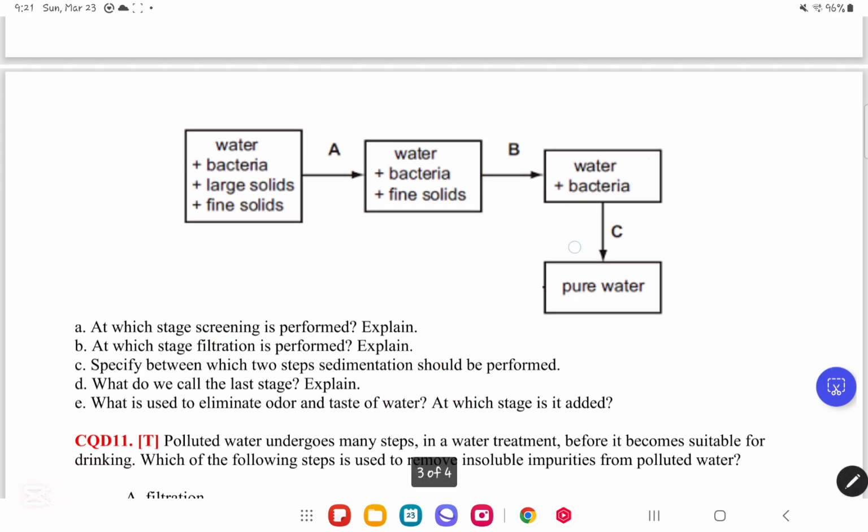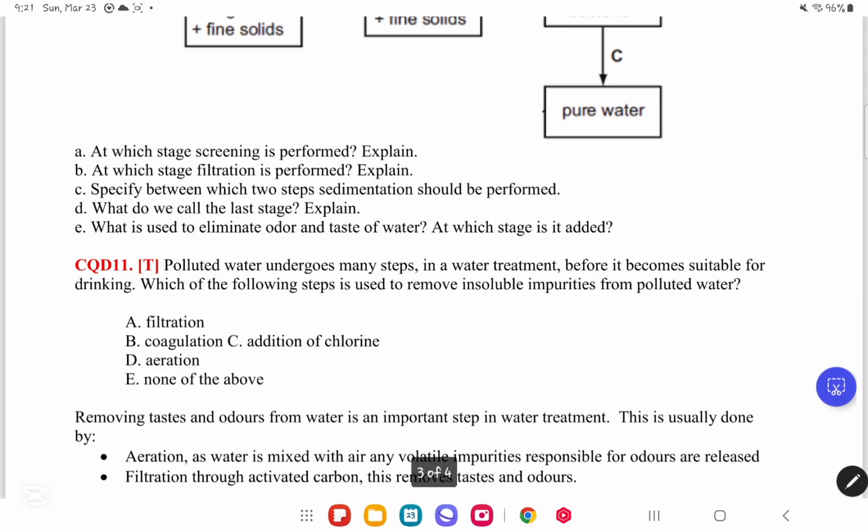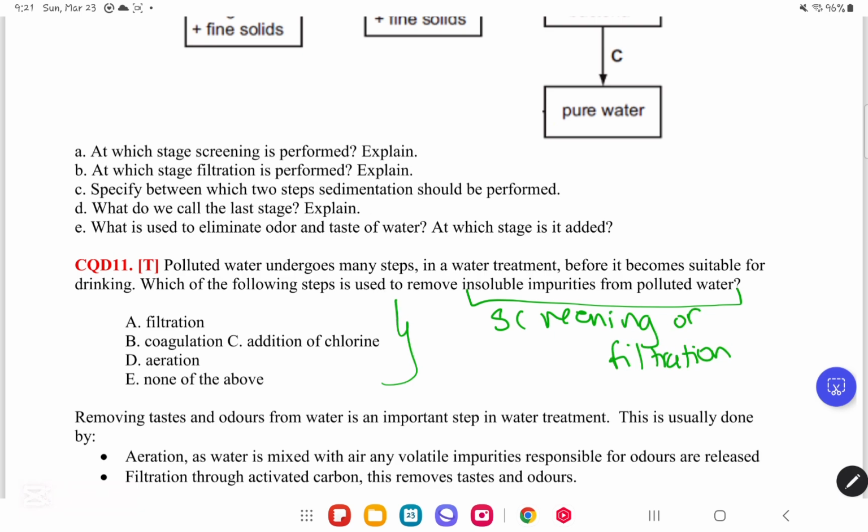Now we move on to CQD number 11 top. Polluted water undergoes many steps in a water treatment before it becomes suitable for drinking. Which step is the steps used to remove insoluble impurities from polluted water? So, insoluble impurities from polluted water. Here we have two main steps. It's either the screening, okay, or filtration. So you look in the answer if you have screening or filtration.